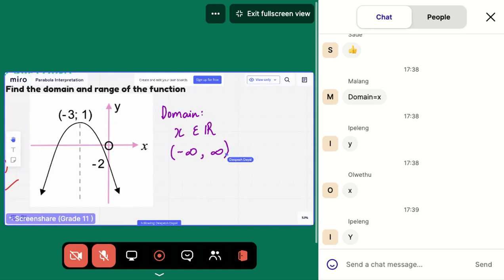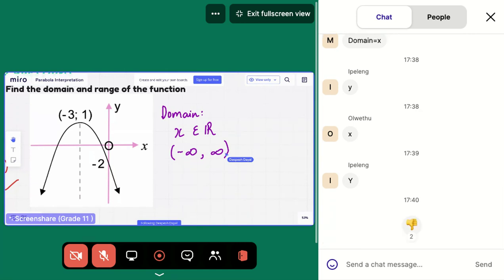Did anybody get this? You can just show me a sign, maybe with a thumbs up. Do you understand this? Nope, didn't get this. Okay, do you understand why it's these values? Nope, you're confused. Okay. So let's see why, right?